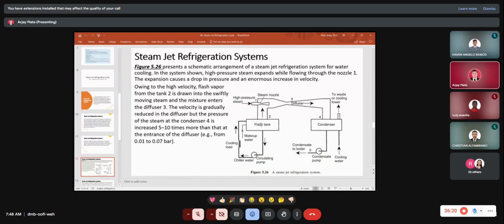So sometimes the amount of water is lessened or reduced. That's why we have a makeup water here. We add makeup water from external sources to maintain the required amount of water in the flash tank. So we add makeup water here.